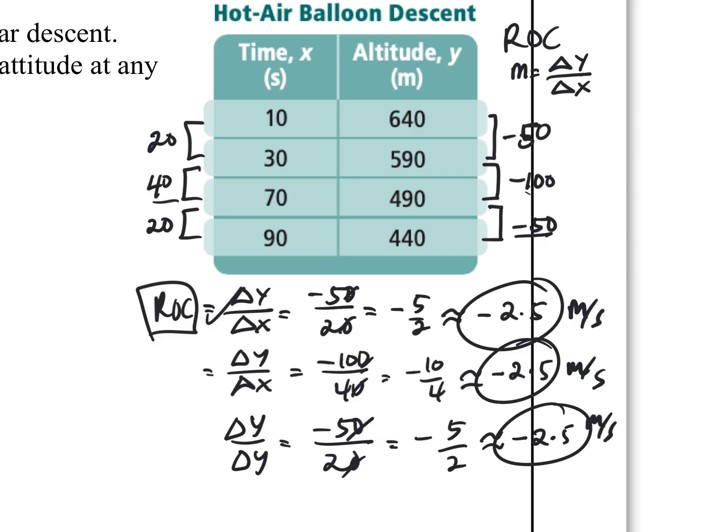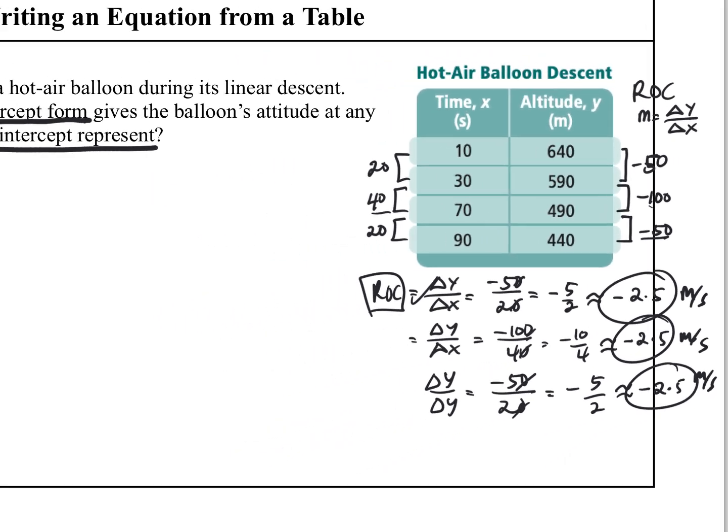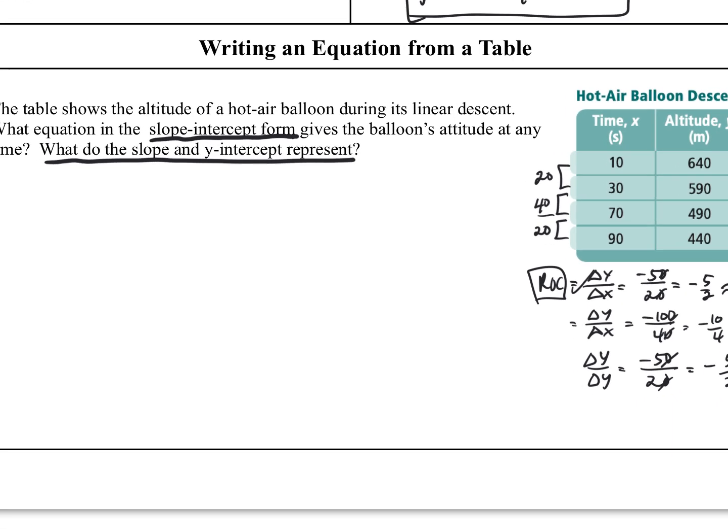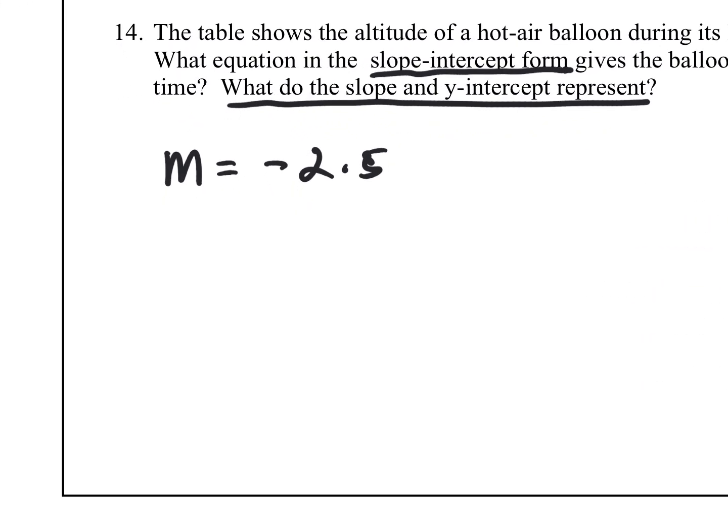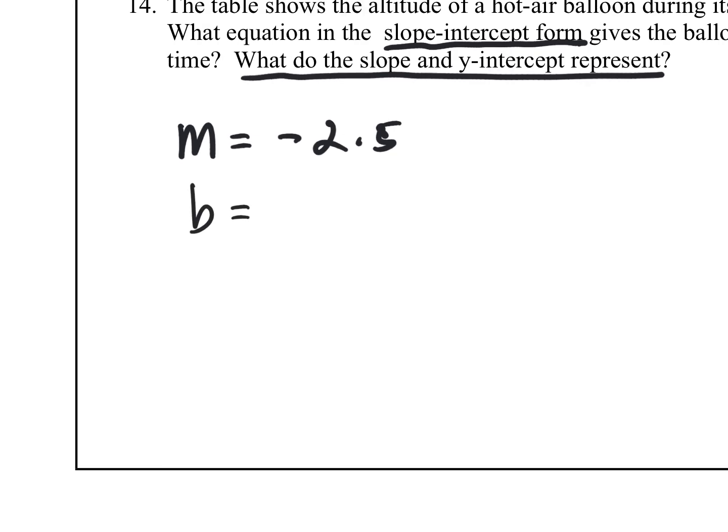So that means this is the constant rate of change, which is actually going to be our slope in here. Answering the first question: what equation in slope-intercept form gives the balloon's altitude at any time? We found out that our slope is equal to negative 2.5. The question now is, what's going to be our y-intercept, or the b value?